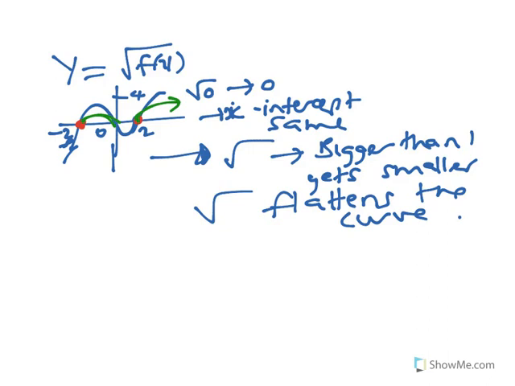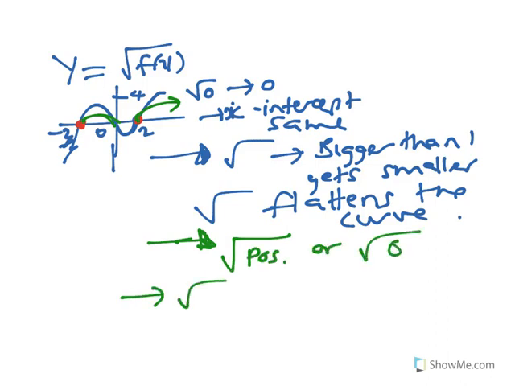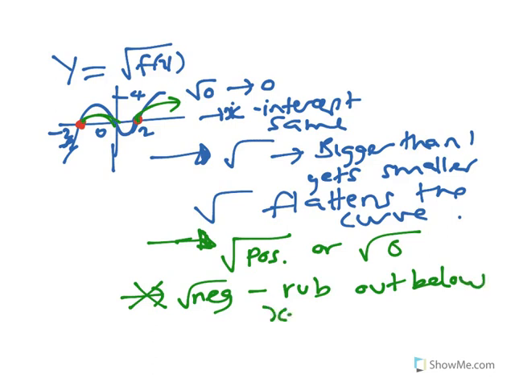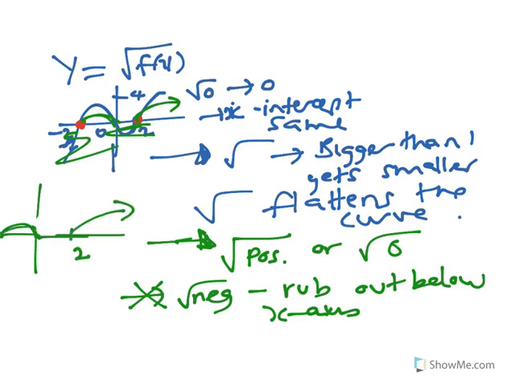Now, you notice when I drew that, I didn't actually mention this, which is really quite important. You can only square root a positive, or you can square root 0. So you cannot square root the negative. So that's why you have to rub out below the x-axis. So all the curve that's below it isn't going to be counted, and this basically ends up being the only part of your curve from 2 down to minus 3 that can count.